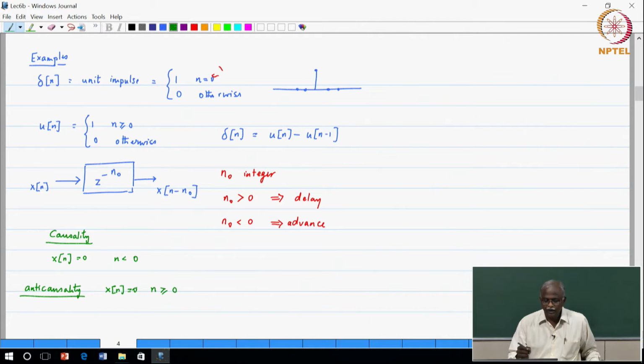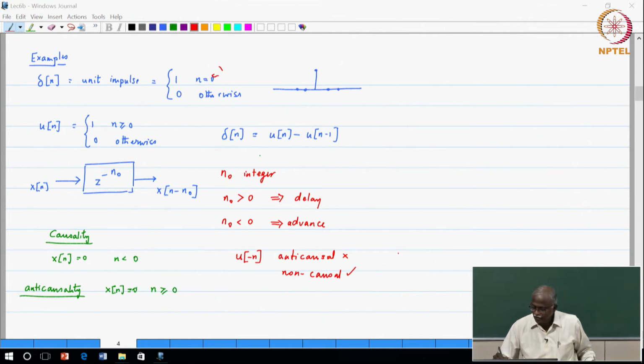Let me ask you to answer a few simple questions. So, u of minus n, is it an anti-causal sequence? No, but it is non-causal. This is not anti-causal because it has got a value at n equal to 0. It is not causal either. So, it is actually non-causal.